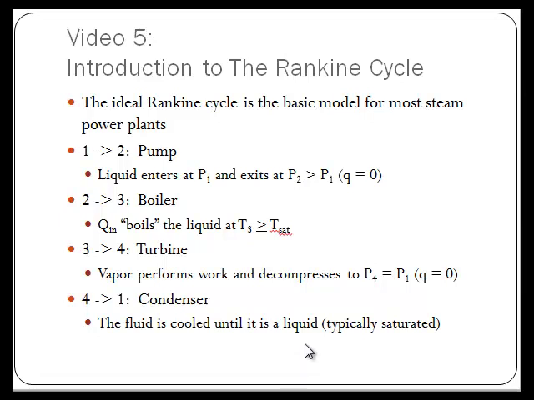Okay, in this video we're going to look at an introduction to the Rankine cycle. We'll do one simple example, but this is the basic model that's used in most steam power plants.